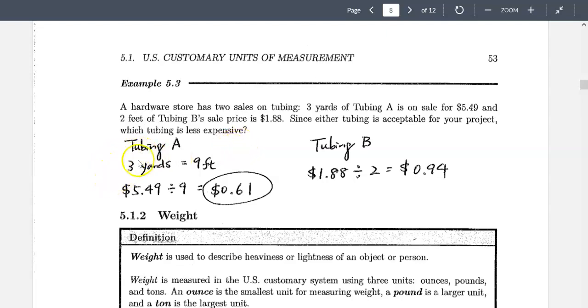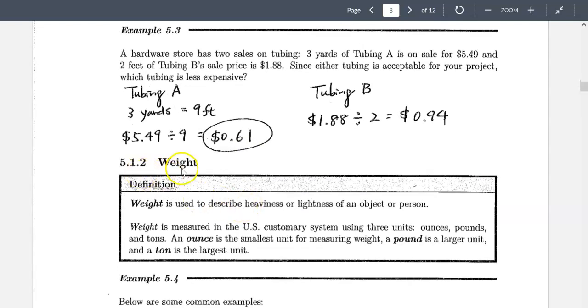I decided to change tubing A: 3 yards equal 9 feet. Once both are in feet, I just have to take the dollars divided by the number of feet. For tubing A, it's 61 cents per foot, while for tubing B, when you take 1.88 divided by 2 feet, the unit price is 0.94. So the cheaper one is tubing A.